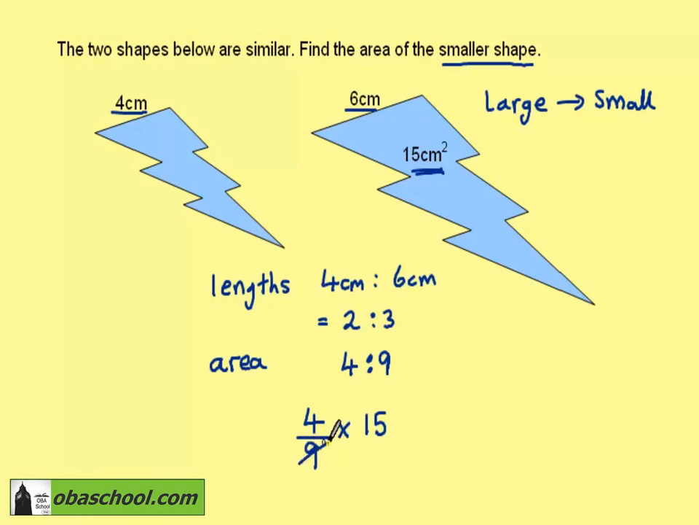3 goes into 9 3 times, and into 15 5 times. So we get 20 divided by 3, which is 6 and 2/3 centimeters squared.